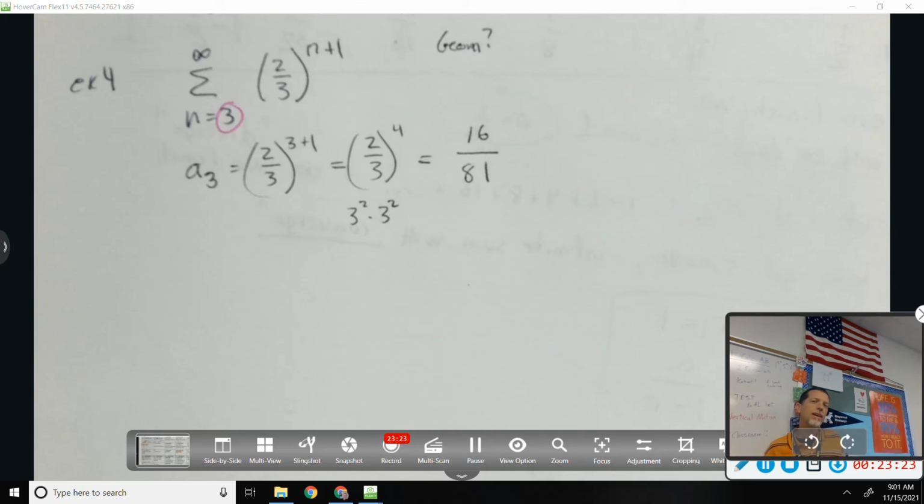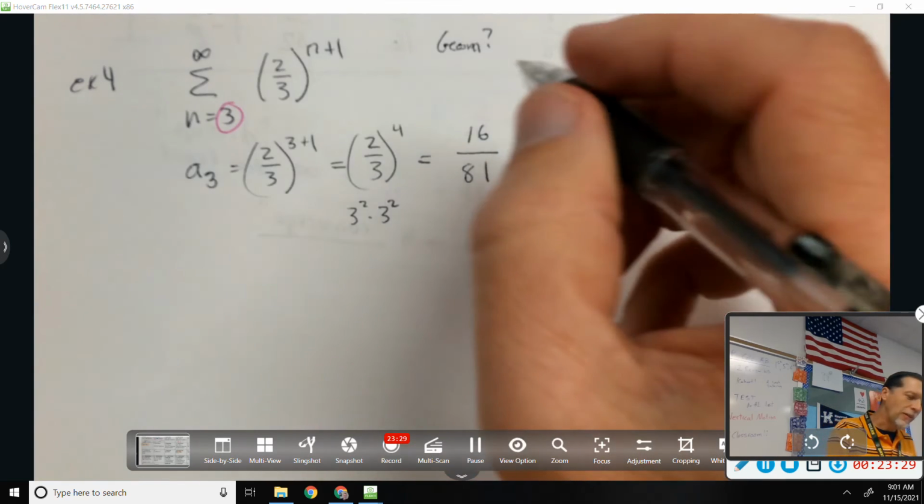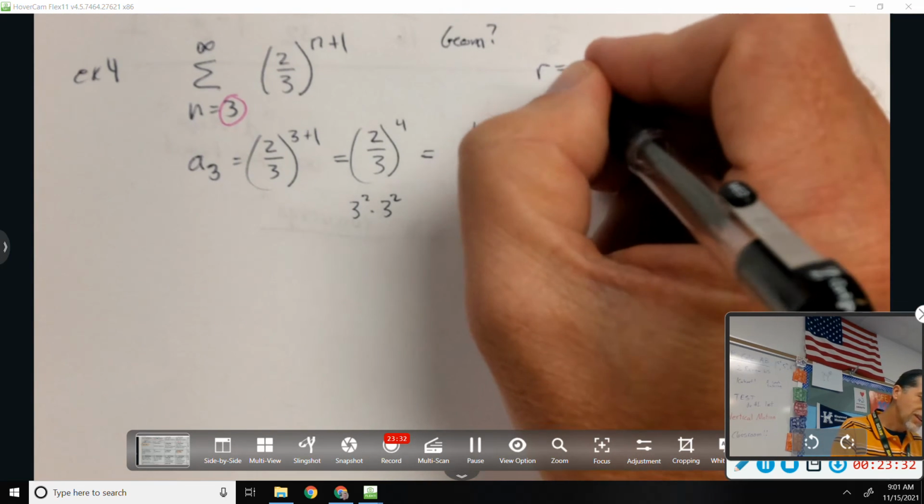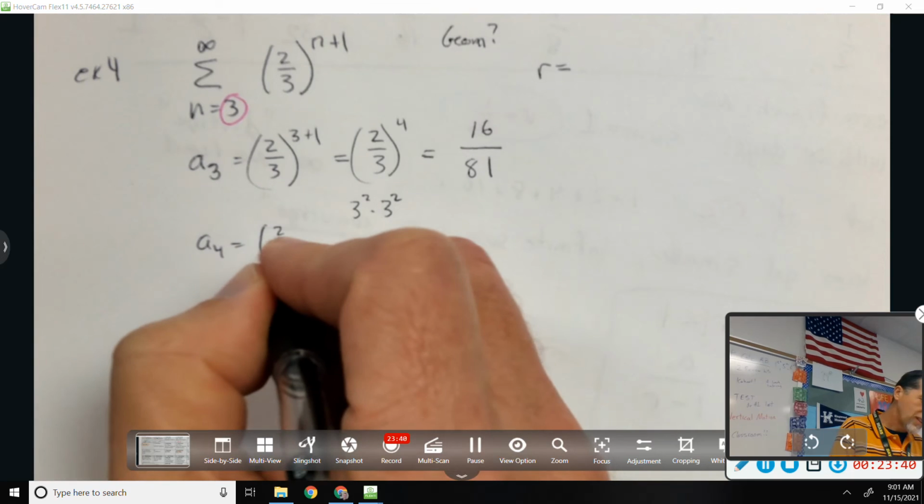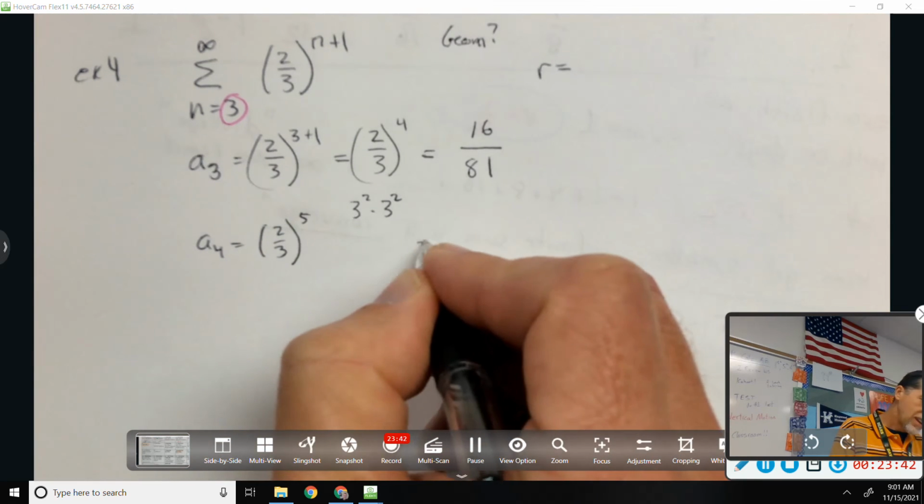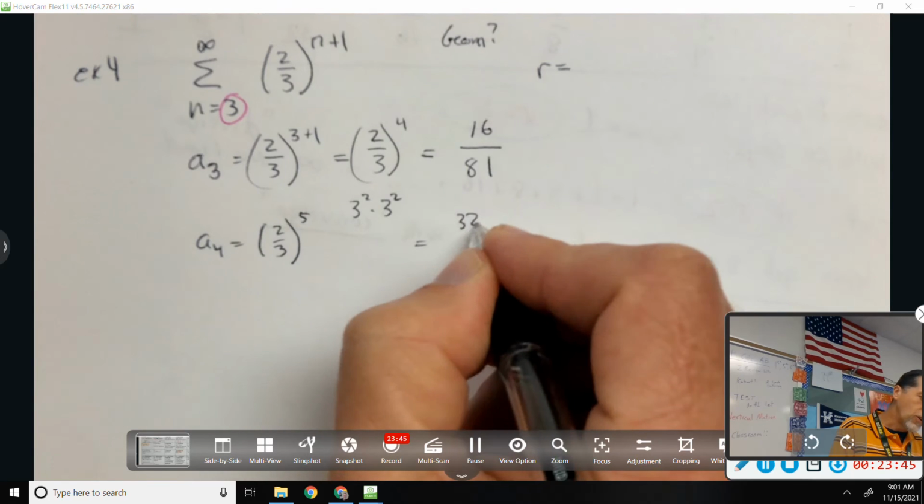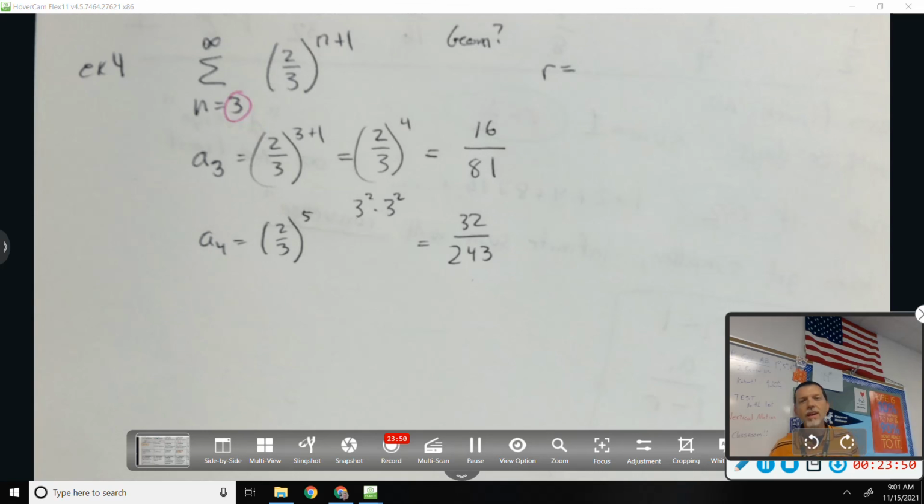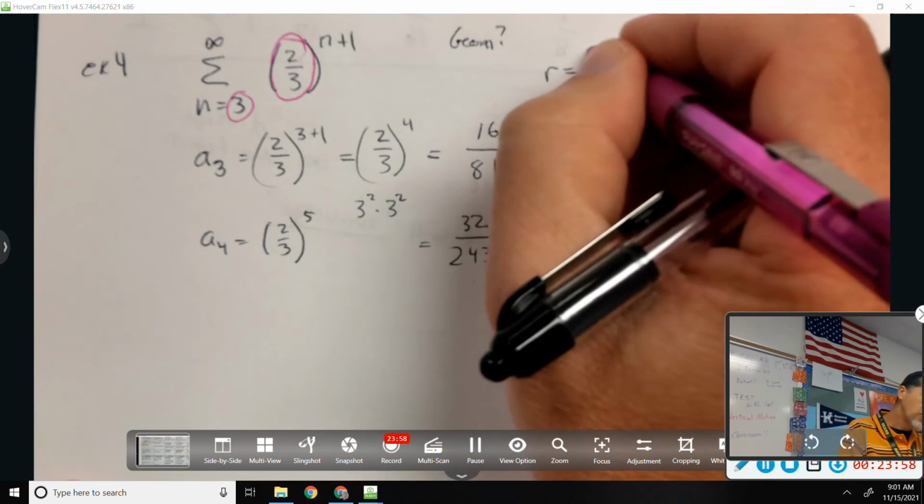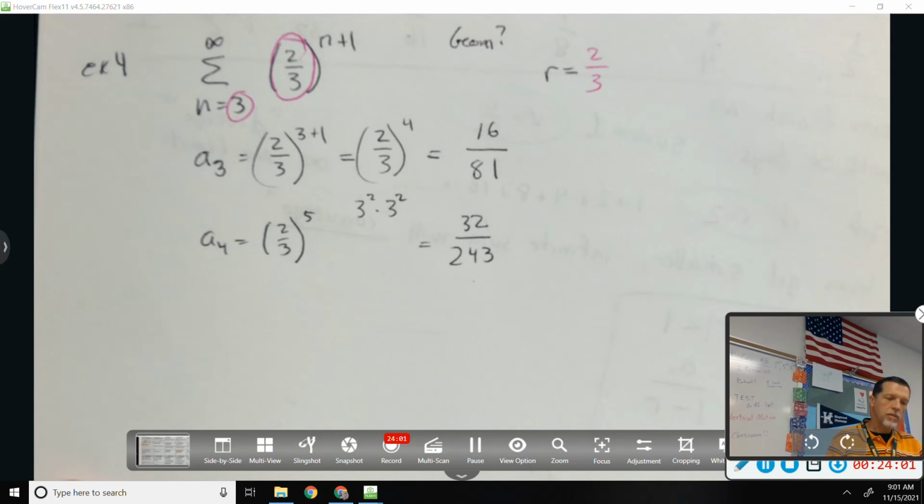Well, do you know what R is? I don't really want to find the next term because it's such a pain. Can you figure out by looking what R is going to be? I guess I could do the next term, 32 over 81 times 3. Not enough information. R does exist. What are we multiplying by to get from this term to the next term? 2/3. So the R is just going to be the number in the parentheses.